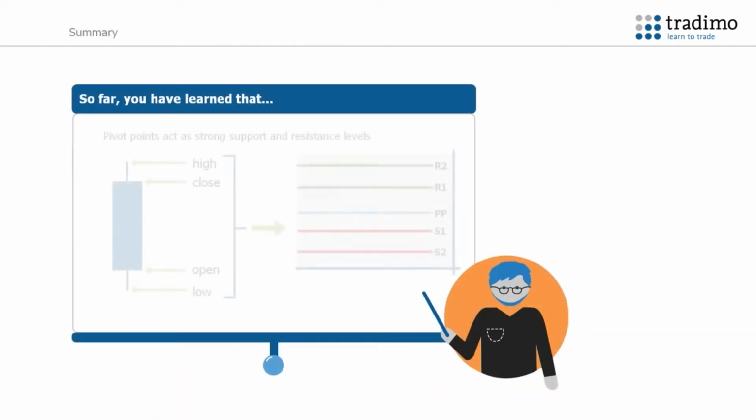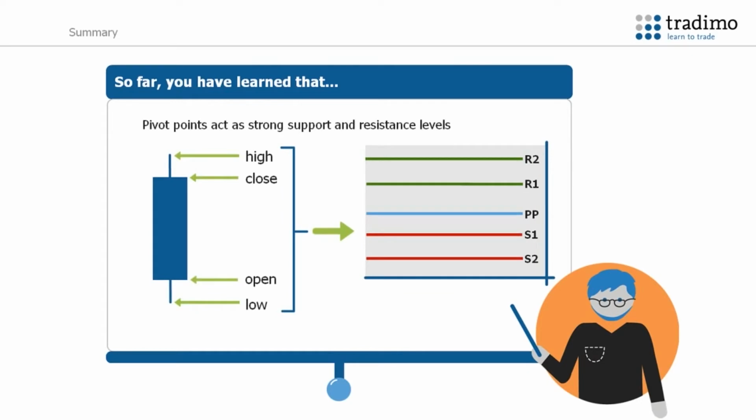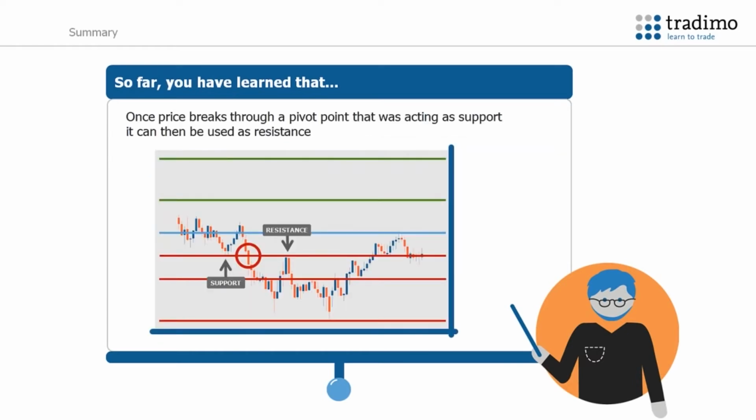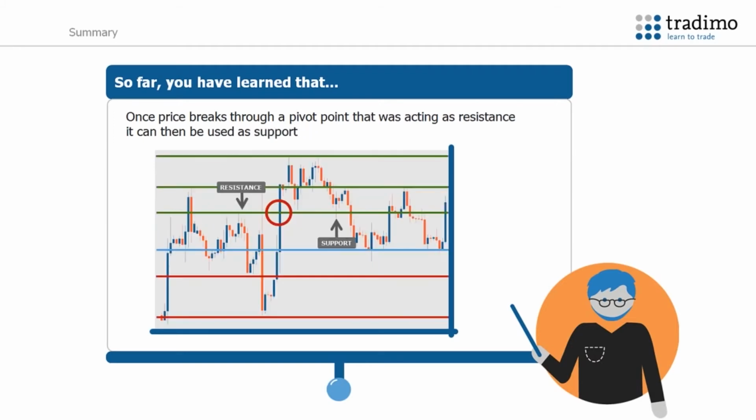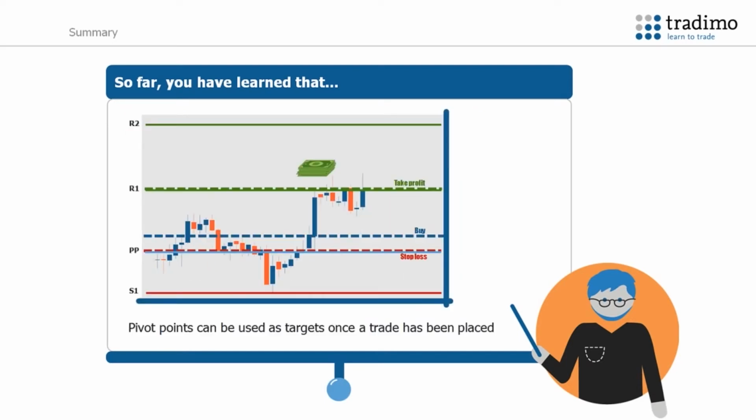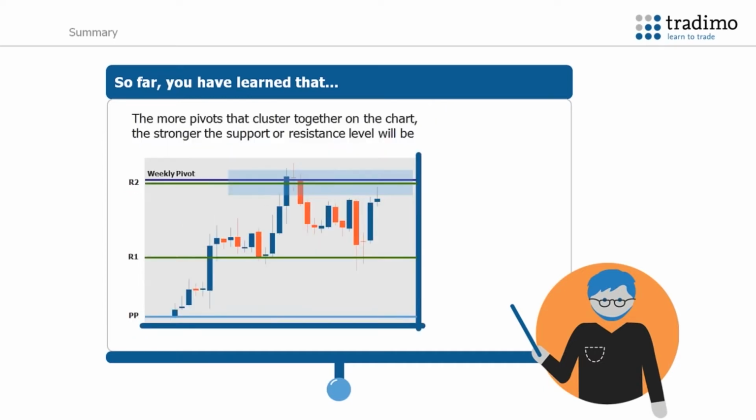So far, you have learned that pivot points can act as very strong support and resistance levels, and are calculated using the previous period's open, high, low and close. As with traditional support and resistance, once price breaks through a pivot point that was acting as support, it can then be used as resistance. And once price breaks through a pivot point that was acting as resistance, it can then be used as support. Pivot points can be used as targets once a trade has been placed. There is strength in numbers. The more pivots that cluster together on the chart, the stronger the support or resistance level will be.